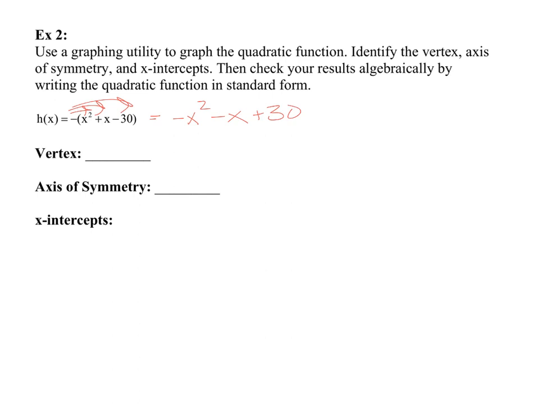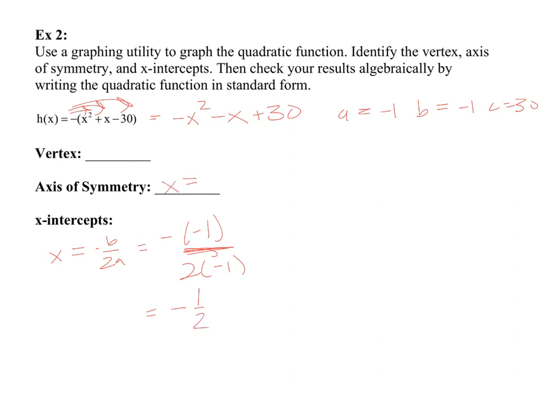All right, so I have a is negative 1, b is negative 1, and c is 30. Using the axis of symmetry formula, I can figure out the axis of symmetry. So I have negative 1 over 2 times a, so I'm going to end up with negative a half. So the axis of symmetry is x equals negative 1/2. That's the same as my x value for my vertex.